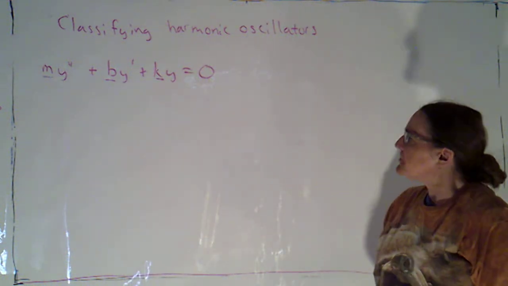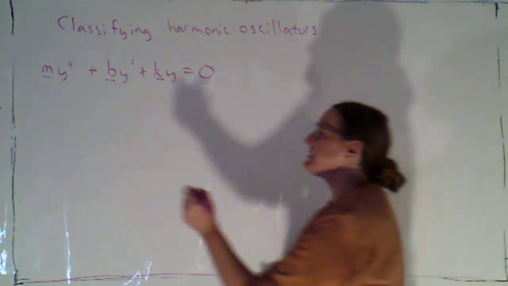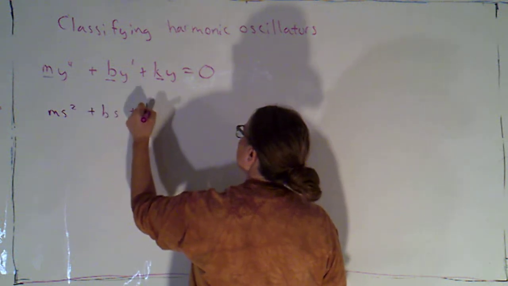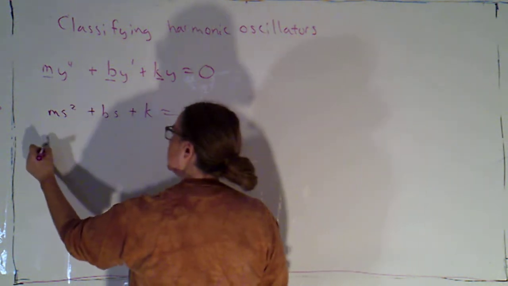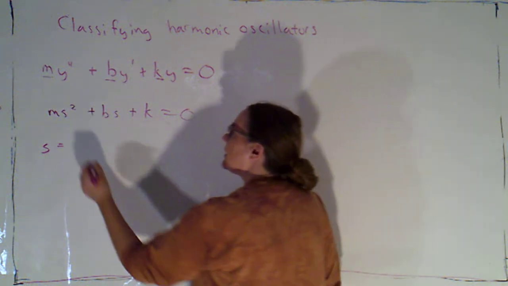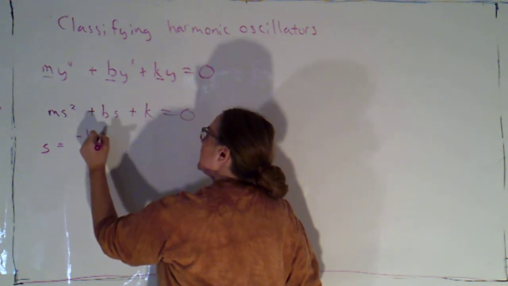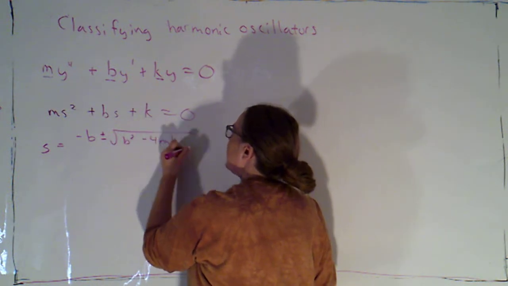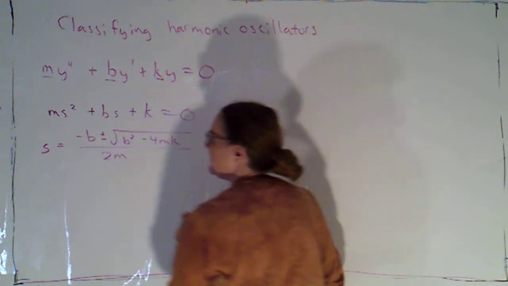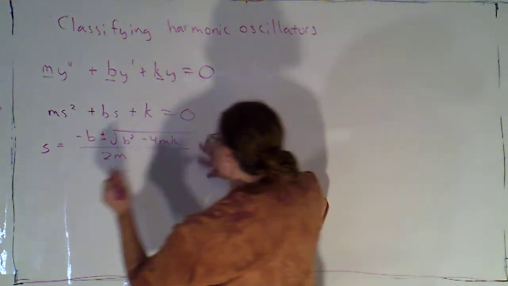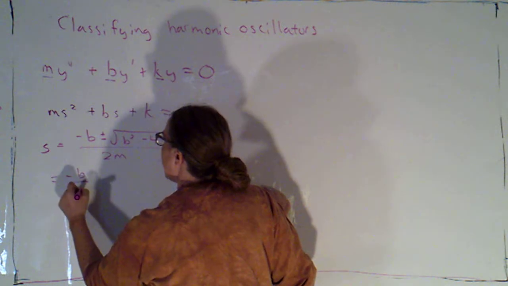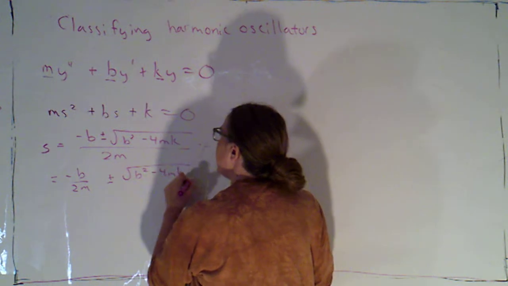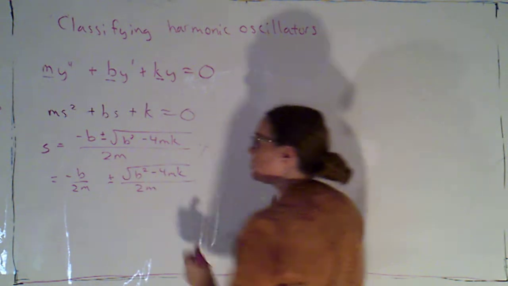Okay. So, if we look at this, I can see that my characteristic equation is going to be ms squared plus bs plus k equals 0. And so my solutions, just using the quadratic formula, are going to be s is the opposite of b, plus or minus the square root of b squared minus 4mk all over 2m. So notice that's negative b over 2m plus or minus the square root of b squared minus 4mk all divided by 2m.